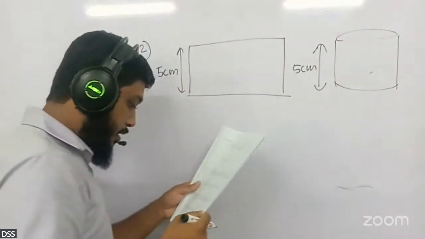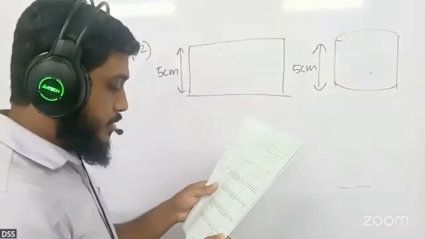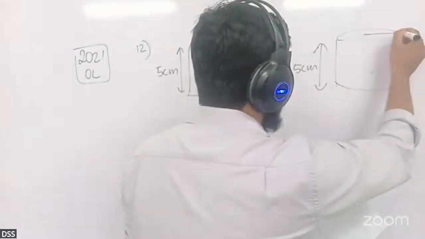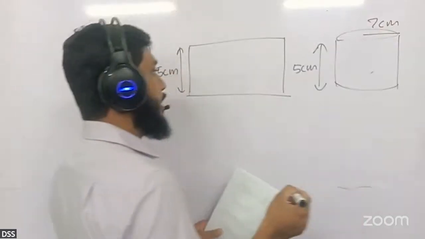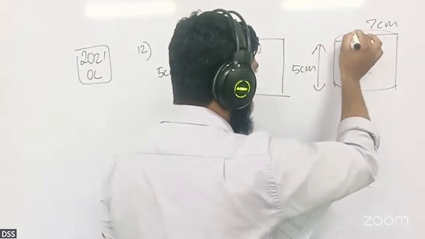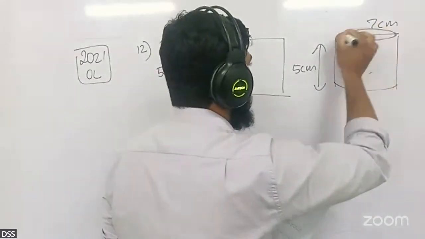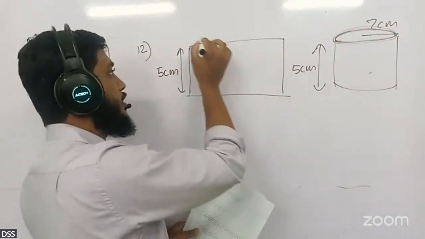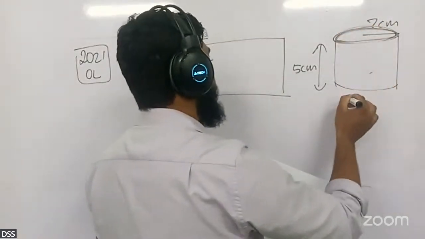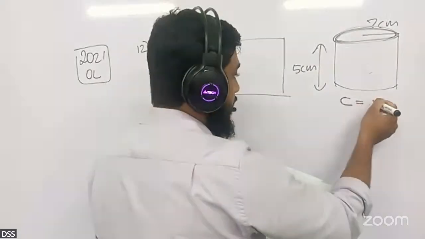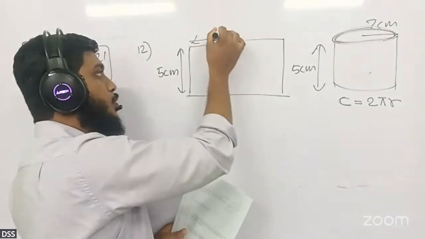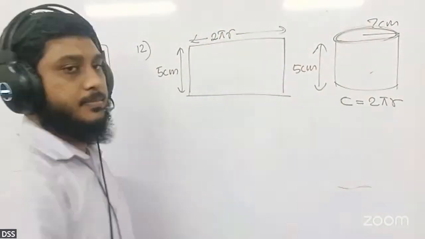And the next one is the cylinder of radius 7 centimeter. So this one is 7 centimeter. Radius 7 centimeter means after folding. Whatever this length is, it should be equal to which length? This length only. So how do you measure this length in a circle? That is known as the circumference, no? That length is known as what? 2 pi r. So this length is 2 pi r.